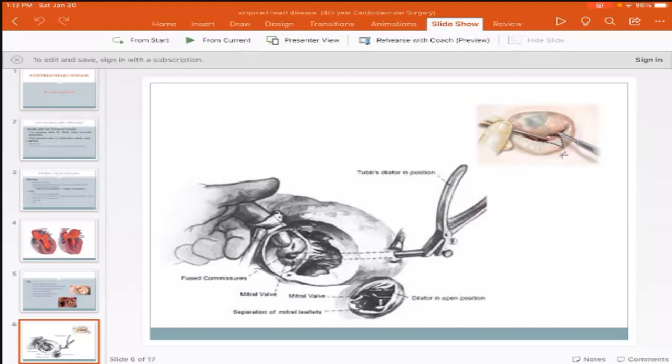This is not open heart surgery. There is no need for cardiopulmonary bypass. It is done on the beating heart.